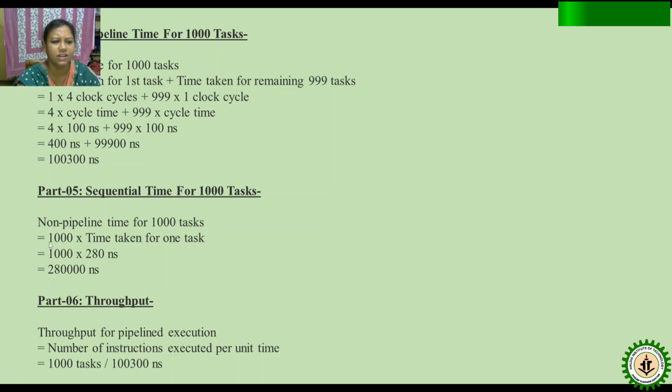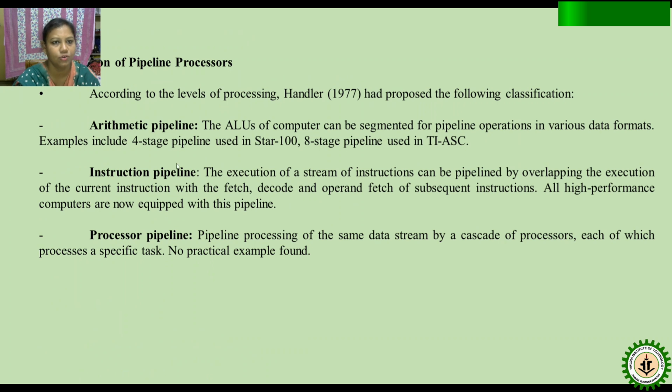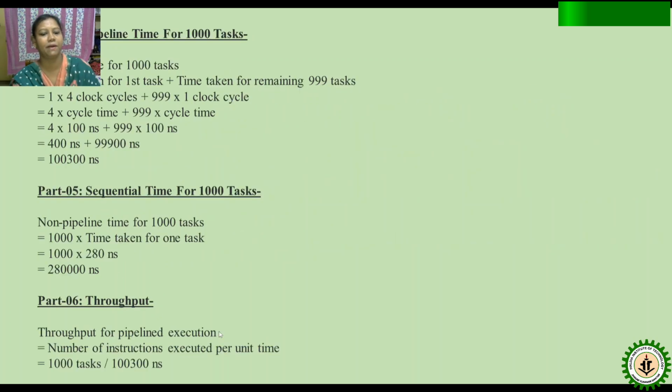And for sequential time, just multiply 1000 tasks with the time taken for 1 task. So 1000 into 280, that is 280,000. So just check the difference: here 100,300 nanoseconds, here 280,000. So throughput for pipeline execution of 1000 tasks is the number of instructions executed per unit time, that is, 1000 tasks divided by the pipeline execution time.